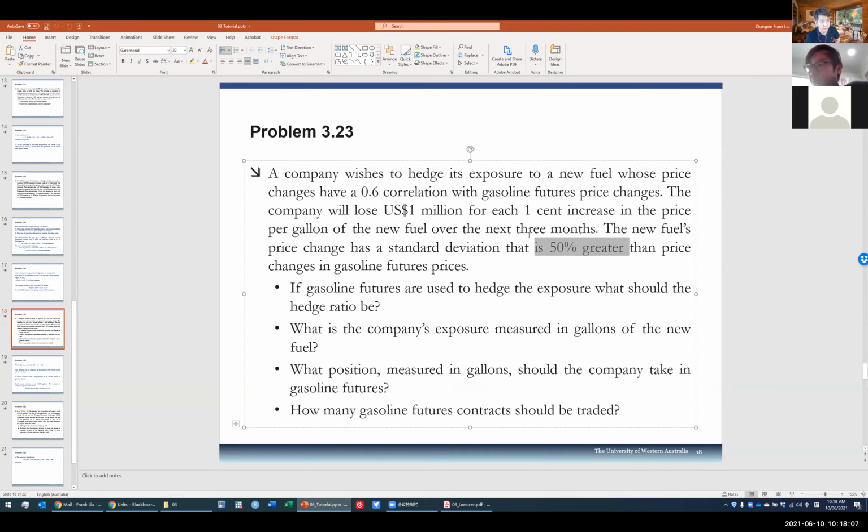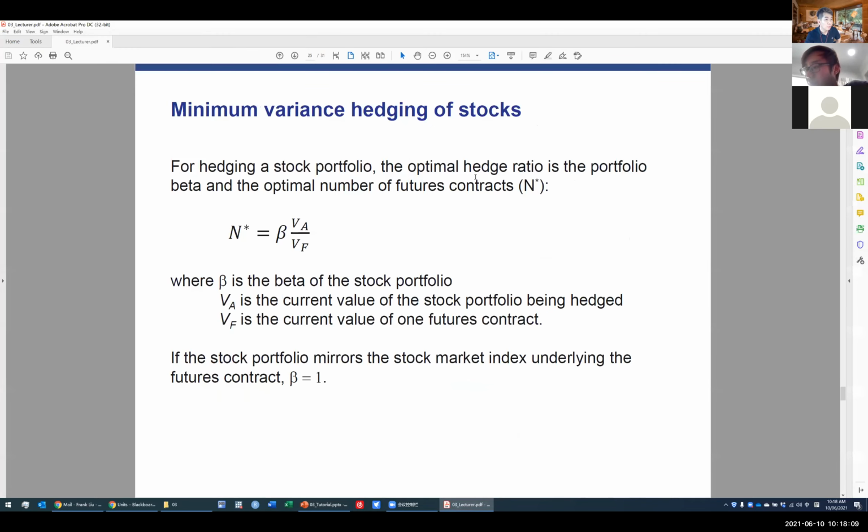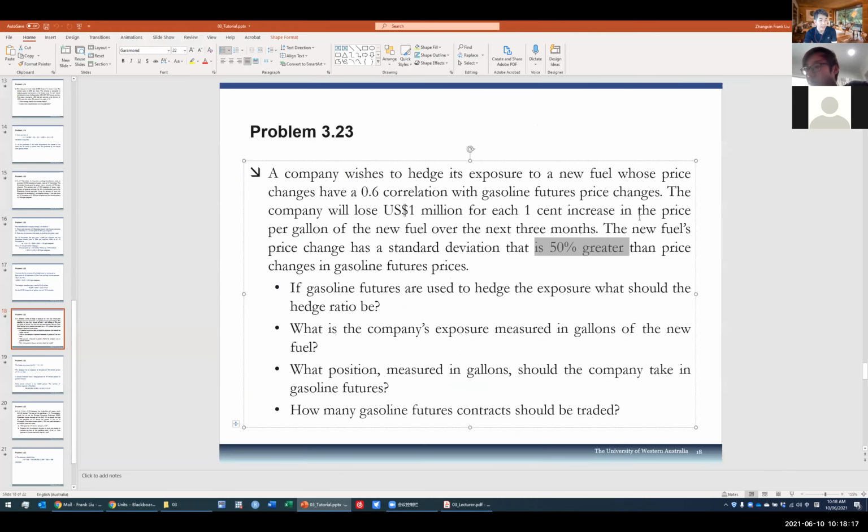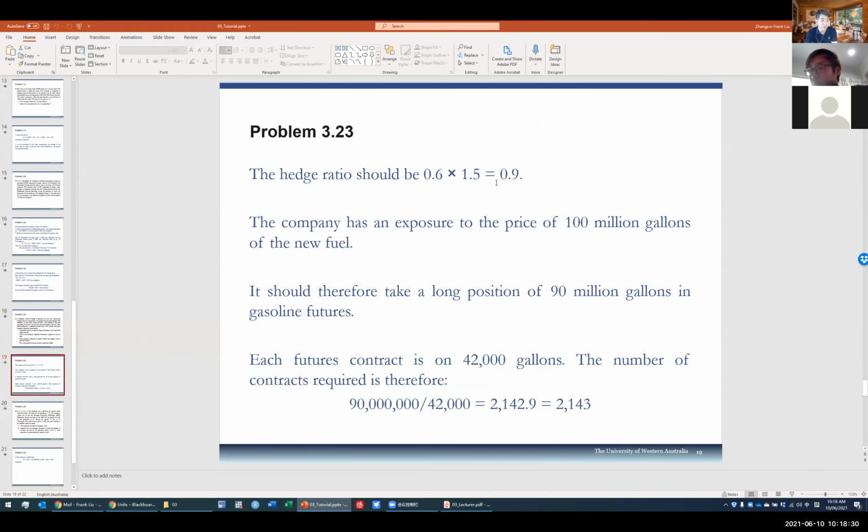So basically you need to work out what is the optimal number. In this case, it's gonna be the beta times, because it's saying the asset moves more than the futures. So that means it's gonna be 50% more, which is 1.5. If the question was saying 50% less, that would just be 0.5, right? And that goes to 0.9, and they need to do that. So that means they'll be taking 90 million gallons of futures.